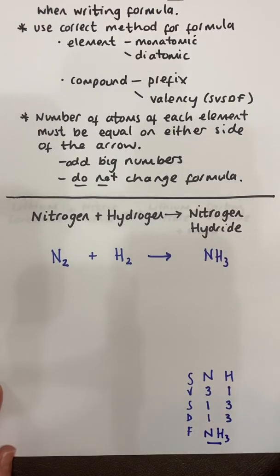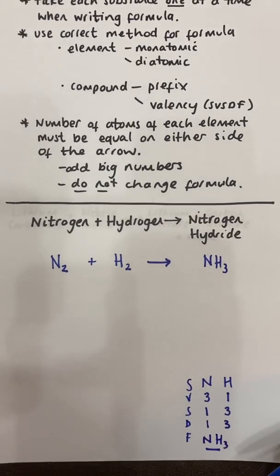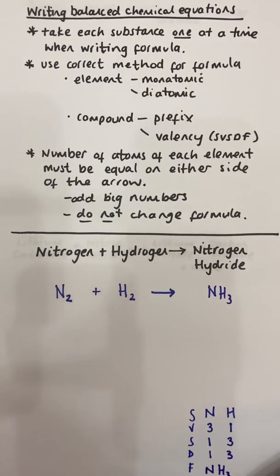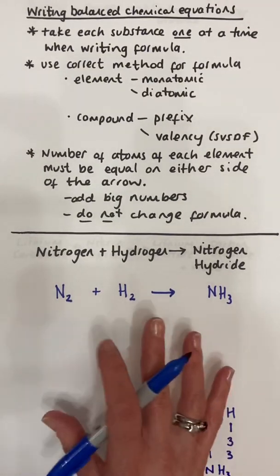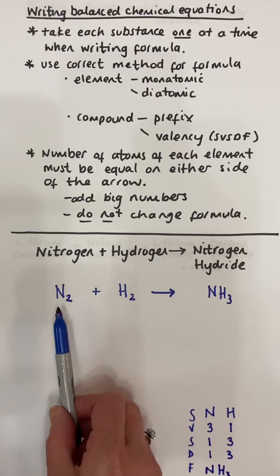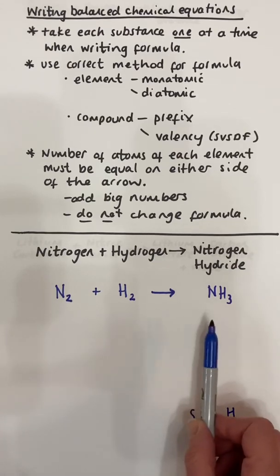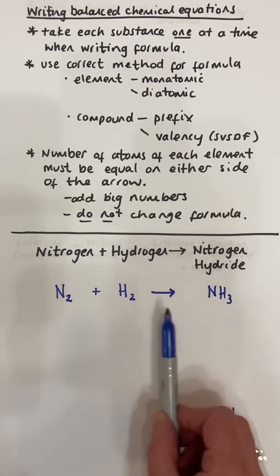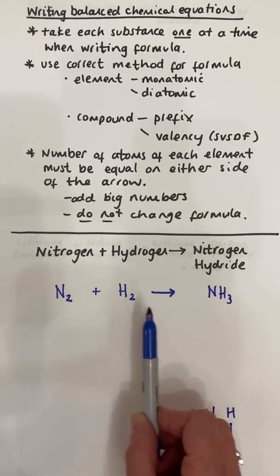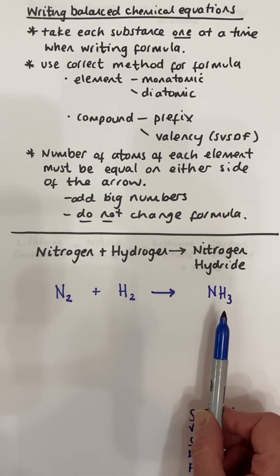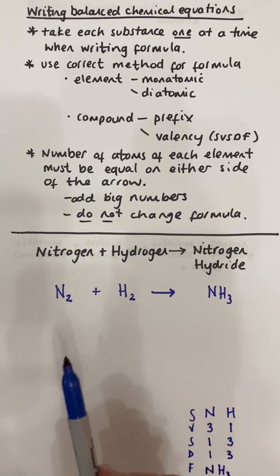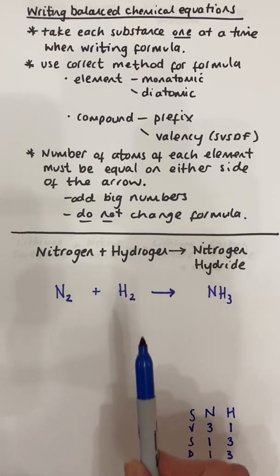So I've now written my chemical equation. But what isn't true about this equation is that it's not balanced. And look at what I mean by balanced. So I have nitrogen and hydrogen here, and I also have nitrogen and hydrogen here. That has to happen. The same elements have to be on either side of the equation. To be balanced, I also have to have exactly the same number of atoms.